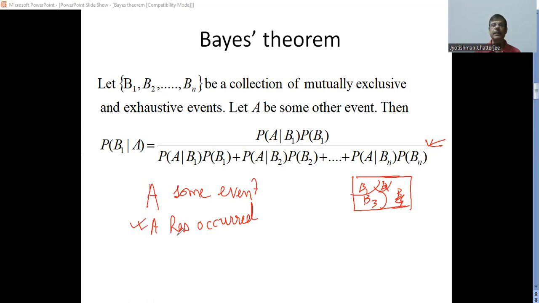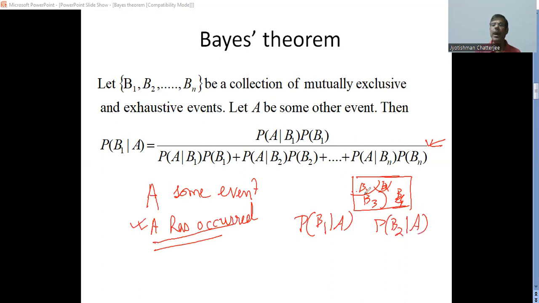Under such an incident, you are trying to find out the chance of B1 having occurred, or B2 having occurred, or B3 having occurred, and B4. In other words, it's given that A has occurred. You are doing some kind of back calculation. How much is the probability of B1 given A? How much is probability of B2 given A?